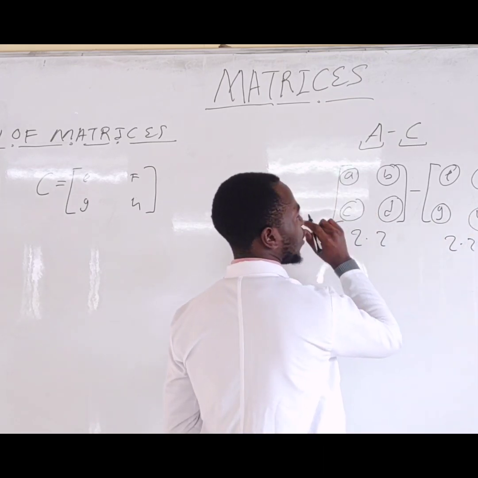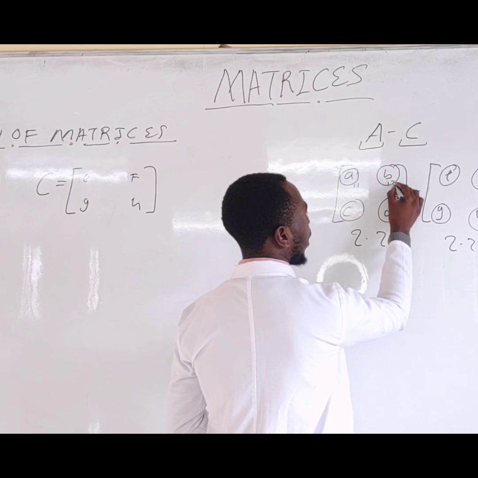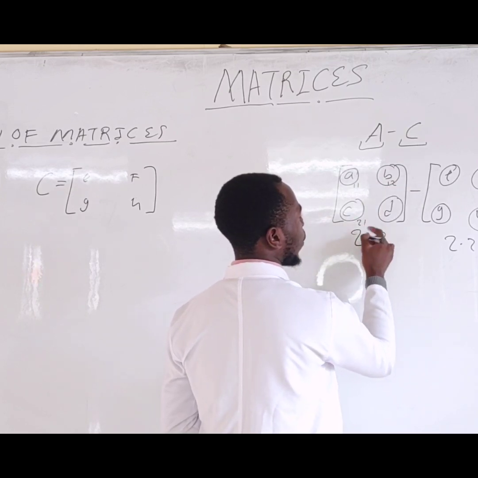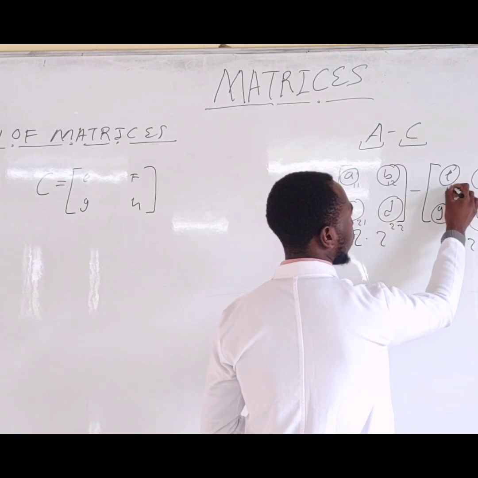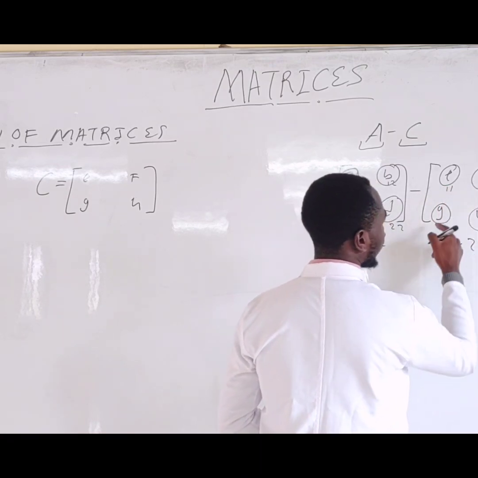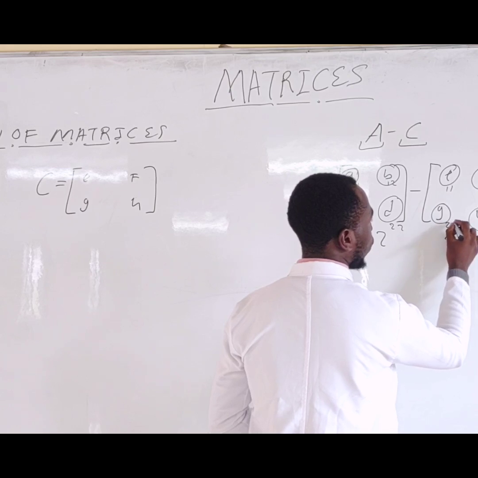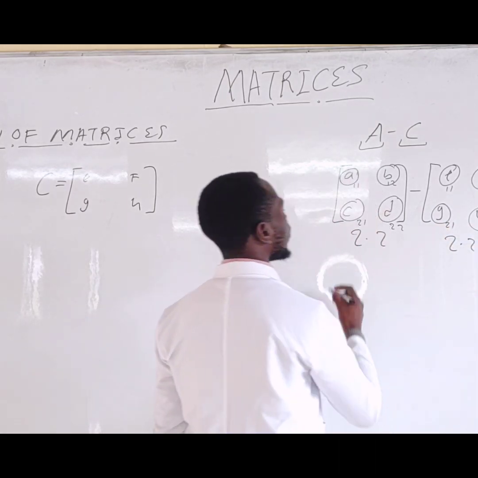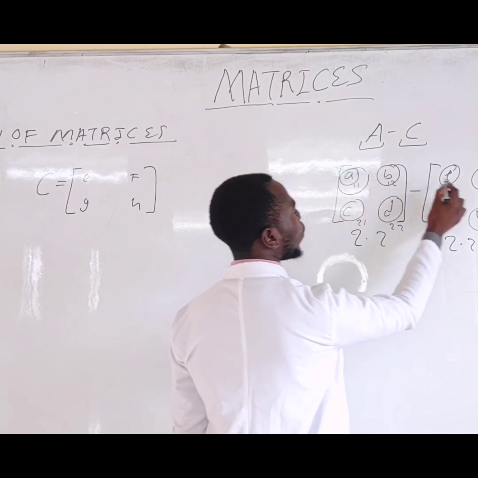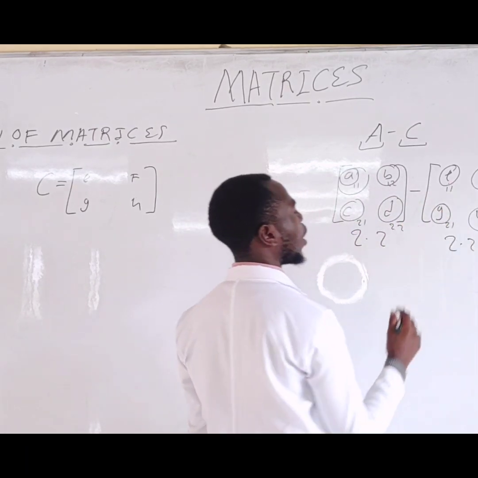What is the order of this first element? It is 1 by 1. What is the order of this one? 1 by 2. What is the order of this one? 2 by 1. What is the order of this one? 2 by 2. Is it okay? So here you are going to subtract 1 by 1, 1 by 2, 2 by 1, 2 by 2, according to what? To their complementary partners.